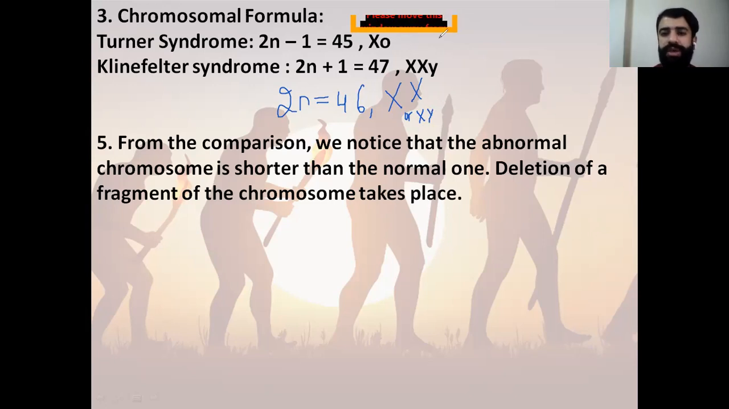If you have a missing chromosome, like in the case of Turner syndrome, then 2n minus 1 equals 45, comma, you write XO or X0. So we have a missing sex chromosome, and this individual is sterile due to the abnormality at the level of the sex chromosomes. Whereas Klinefelter syndrome is 2n plus 1. Why? We have an additional chromosome, and the number of chromosomes is going to be 47. This is logical. And comma, XXY. This is a sterile individual due to the abnormality at the level of the sex chromosome.